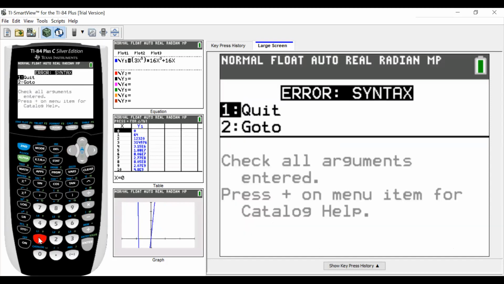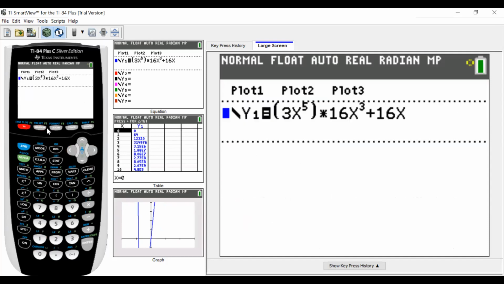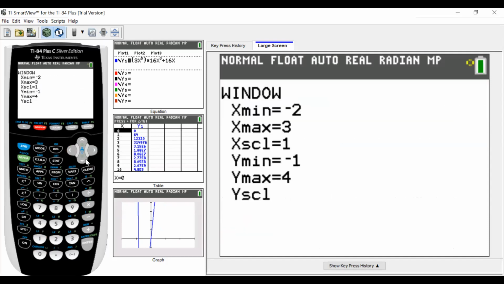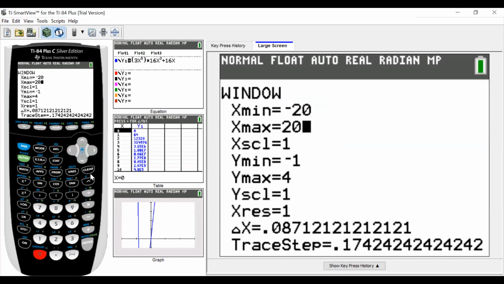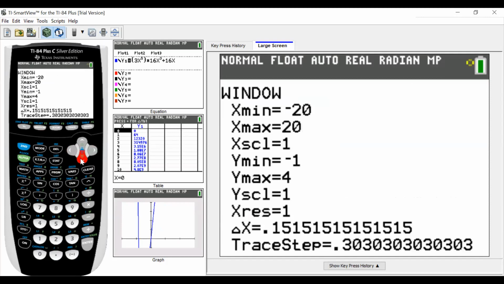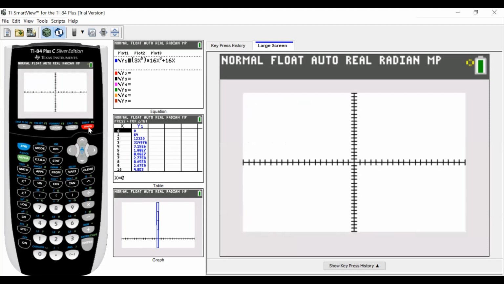Okay. Y equals, window, -2, 0. Down button, +2, 0. Down button, keep going down. I think it's a little bit easier for you guys to push it rather than using a mouse, but this thing is really kind of difficult. -20, and then max is +20. Okay, so then I'm going to hit graph, and let's see what my graph looks like.